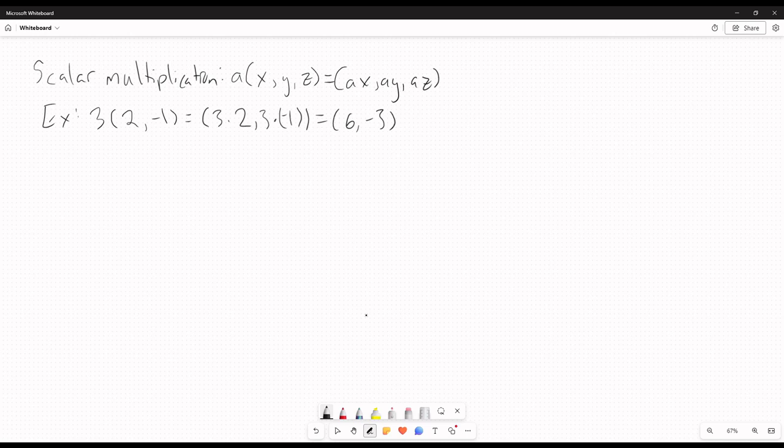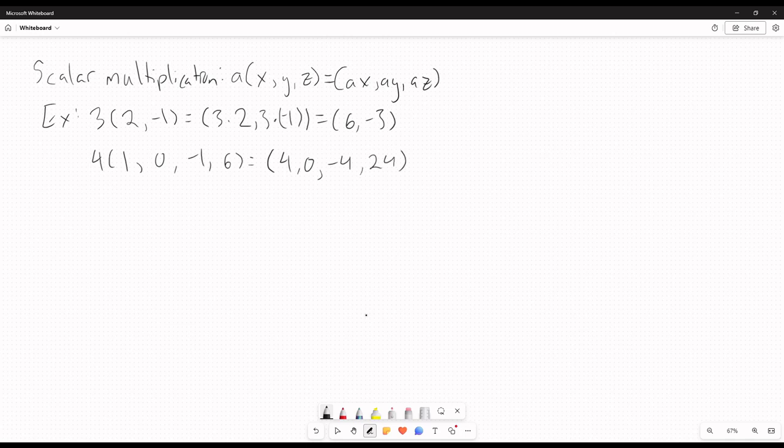Just as a slightly longer example, what if we did 4 times, we'll say, 1, 0, -1, 6. We'll just multiply each element of our vector by 4, so that will give us 4, 0, -4, 24.